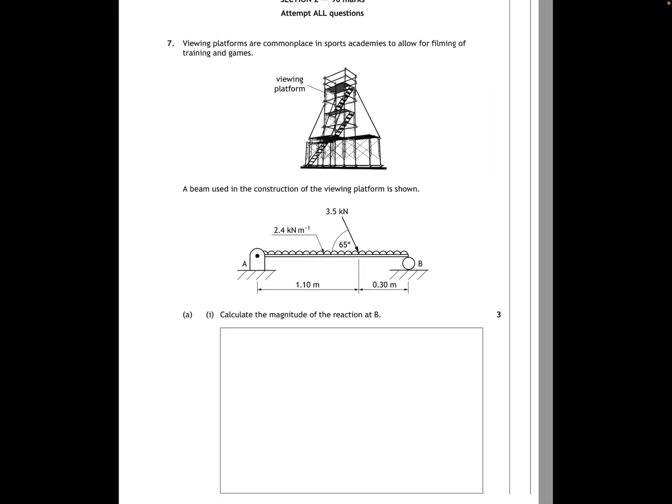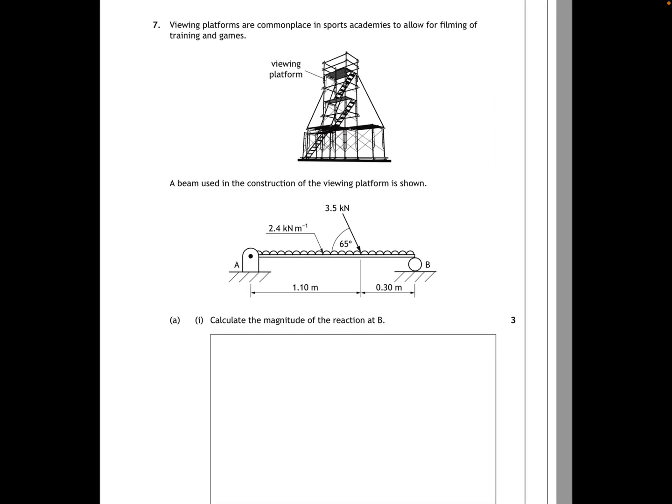This is question 7 from the 2023 Higher Engineering Science paper, and this is the first long form question of the exam. What we're looking at here is a viewing platform, and it says that a viewing platform is a commonplace thing in sports academies, and it allows filming of training and games.